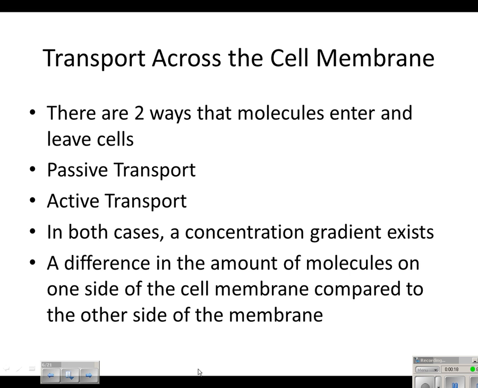And what that means is that there's a difference in the amount of molecules on one side of the cell membrane compared to the other side of the membrane. If we think about the classroom and the hallway as our inside and outside of the cell membrane, and the walls and door as the cell membrane, we could say there's 26 students inside the classroom and 2 outside. We would say there's a concentration gradient because there's a difference in the amount of molecules on either side.